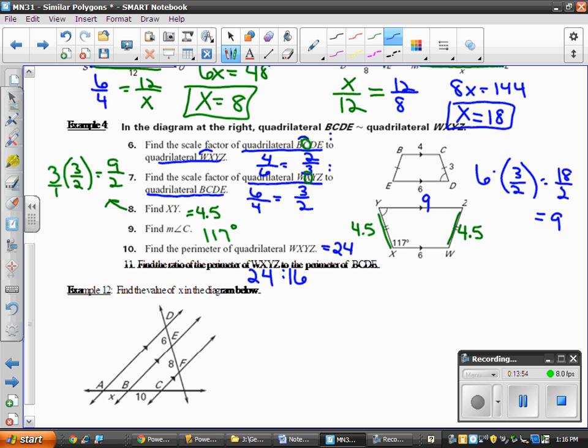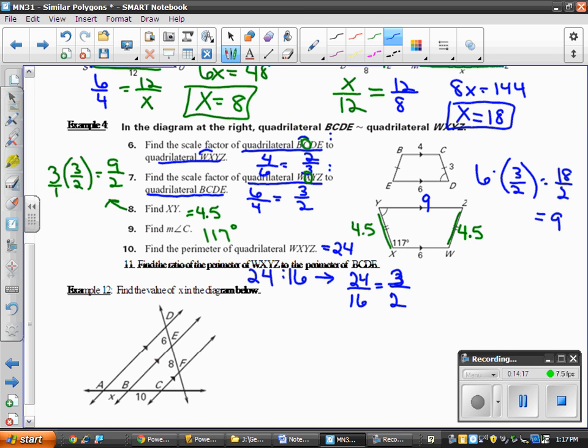And again, we can write it as a fraction. I kind of like writing things as a fraction. And then we can, of course, reduce it. I see that 8 can go into 24 3 times, and 8 can go into 16 twice. So we've got a perimeter ratio of 3 halves, which is not a coincidence that that is the same ratio as the scale factor.